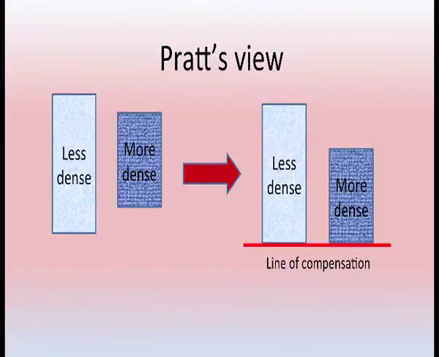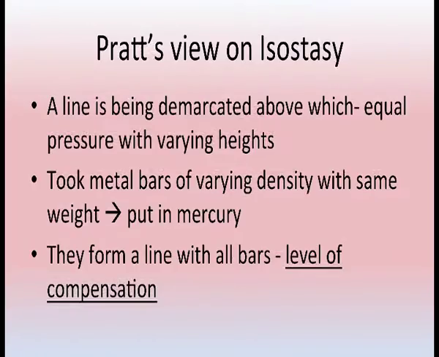Pratt's view can be explained in this manner as you can see in the figure. There are two columns, one with lesser density, that is high with longer length, and then the more dense one will have a shorter length. Pratt used mercury for immersing, and when immersed in mercury, both the columns with varying density floated at the same level along the line of compensation. So, a line is demarcated above which equal pressure with varying heights can be seen.